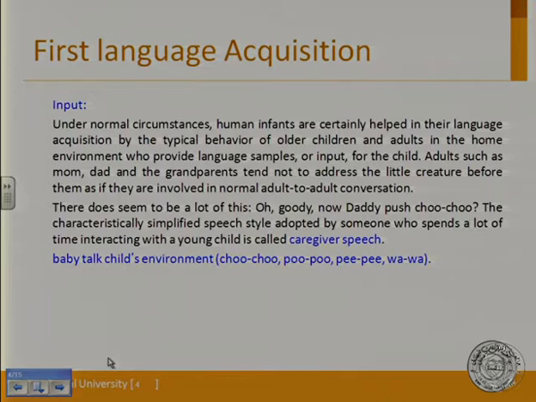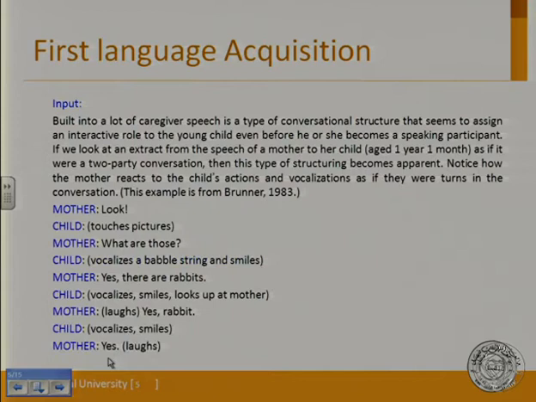Now, the characteristically simplified speech style adopted by someone who spends a lot of time interacting with a young child is called caregiver speech, or baby talk. In the child's environment, they start saying choo-choo, poo-poo, pee-pee, wawa. These are the sounds which are generally made by children or infants.